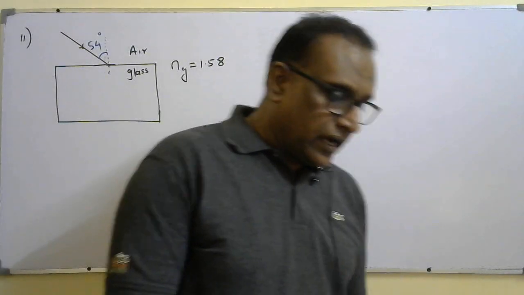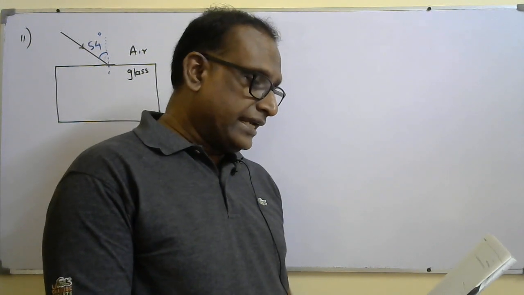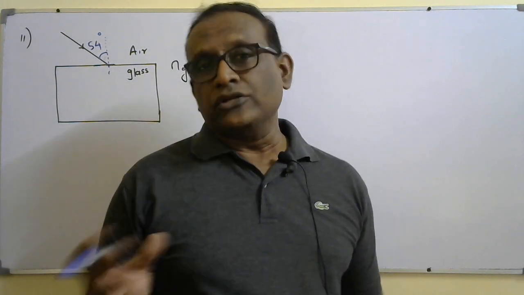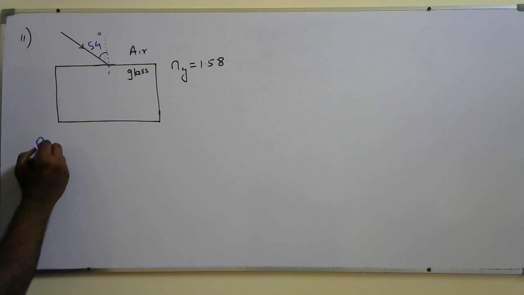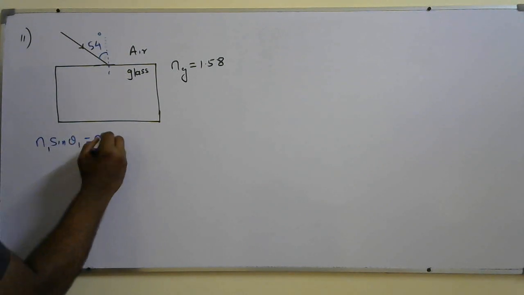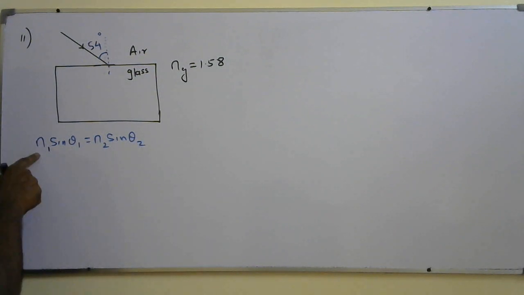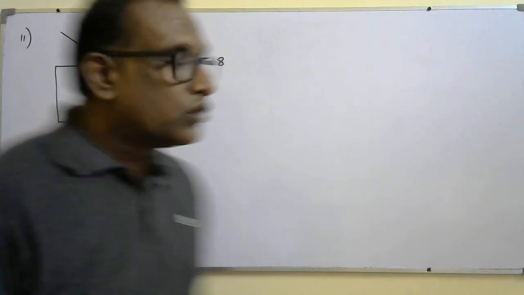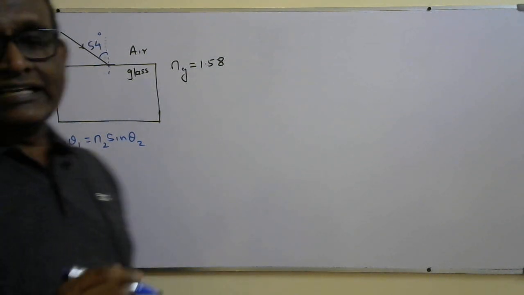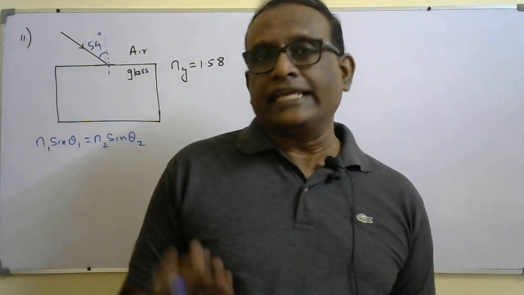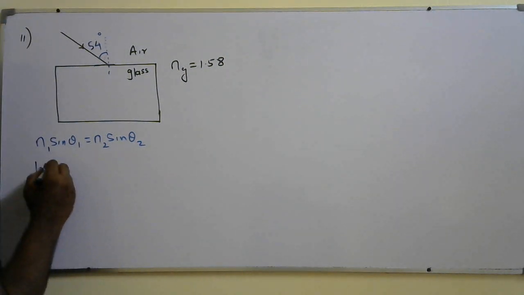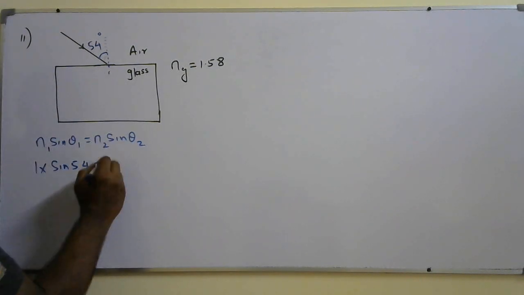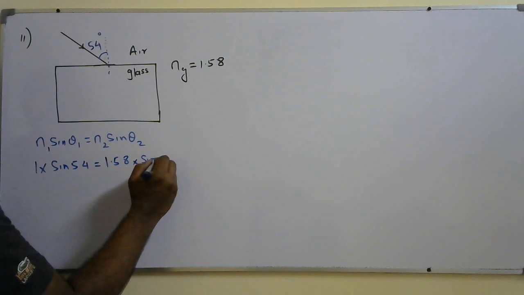Okay, so the question is, complete the diagram to show the path of the ray as it enters the block. So you need to calculate and draw by using protractor. So I know that n1 sine theta 1 equal n2 sine theta 2. That's Snell's law. N1 is the first medium from where the light is entering. N2 is the medium to which it's entering. So N1 is air, refractive index of air is 1. Not exactly 1, but we take it as 1, right? So 1 into sine 54 equal to N2, the refractive index of glass, that is 1.58 into sine theta 2.